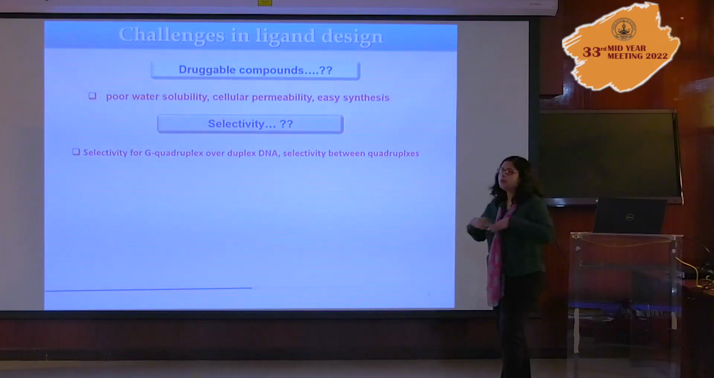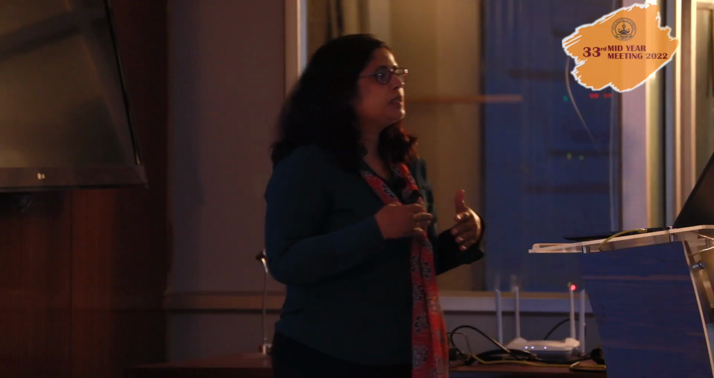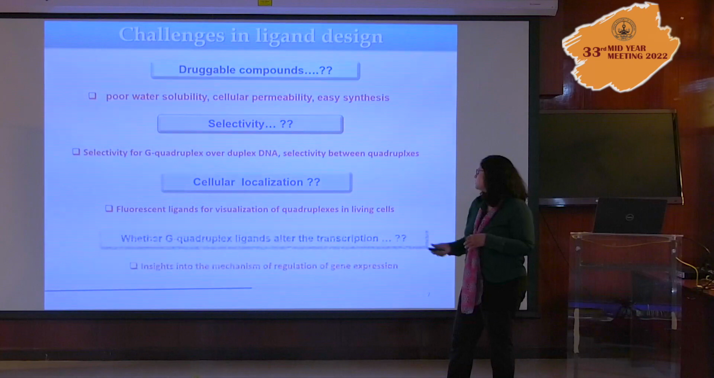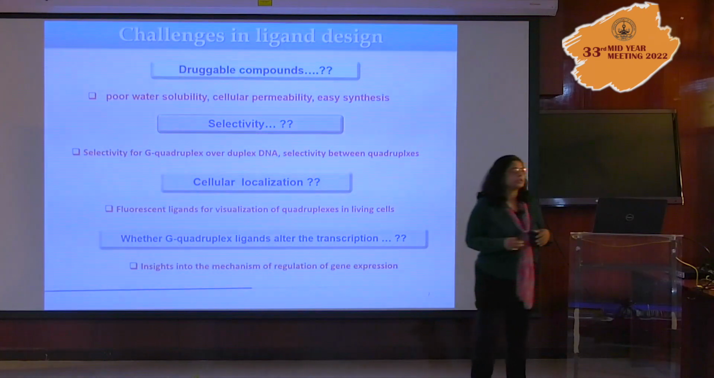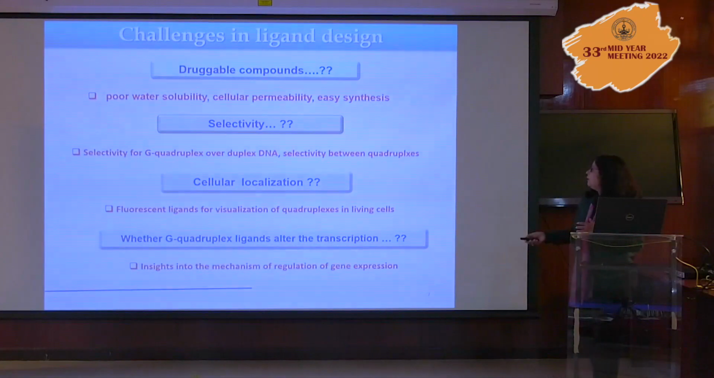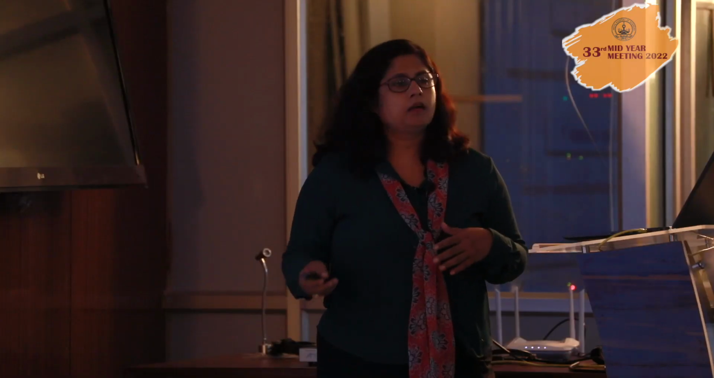Next, it is important to design ligands that show not only selectivity for a 4-stranded DNA quadruplex structure over the double helical DNA, which is highly abundant in the human genome, but it is also important to develop ligands that show selectivity between different higher order secondary structures. And next, the ligands should be designed in such a way that they could be easily detectable in the cellular system. And finally, the most important question is whether a ligand really targets the secondary structure and then alters the transcription. So, the insights into the mechanism of regulation of gene expression by a small molecule ligand need to be developed.